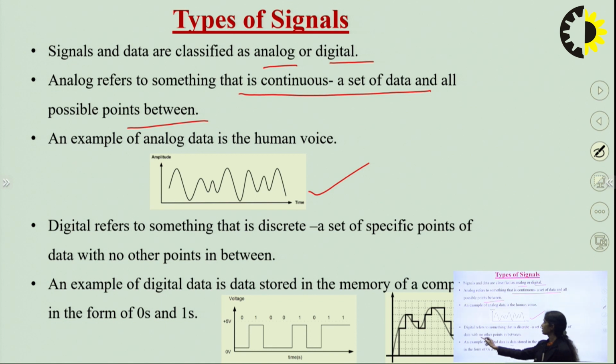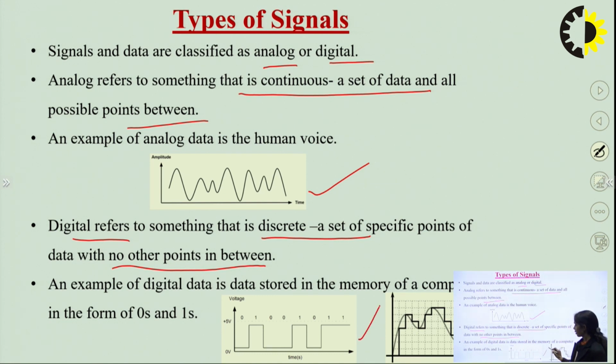The next type of signal is digital, which refers to something which is discrete in nature, and it is a set of specific points with no other points in between them. We can see here an example of a digital signal. It is in the form of discrete values, that is zeros and ones. So here we can see how a digital signal can be obtained from a continuous signal. This is called the sampling process, in which we take a different set of points for the discrete signal.